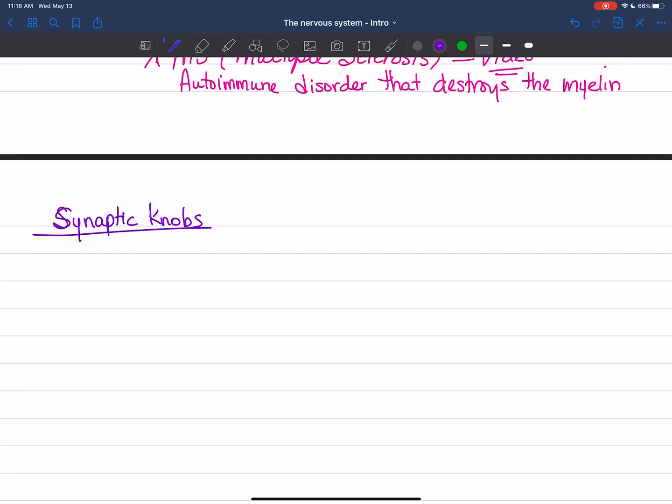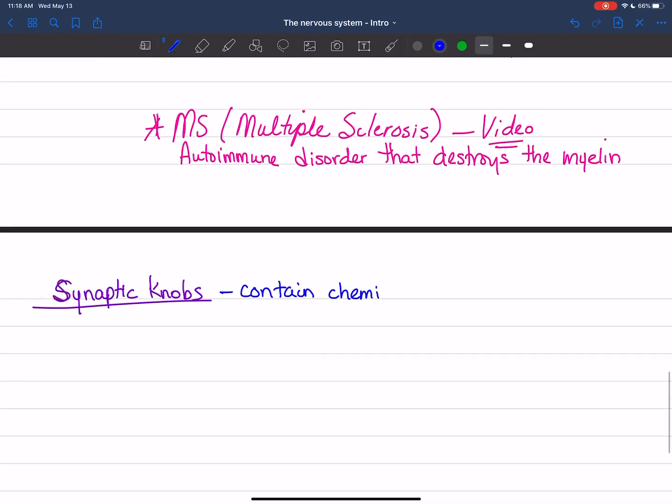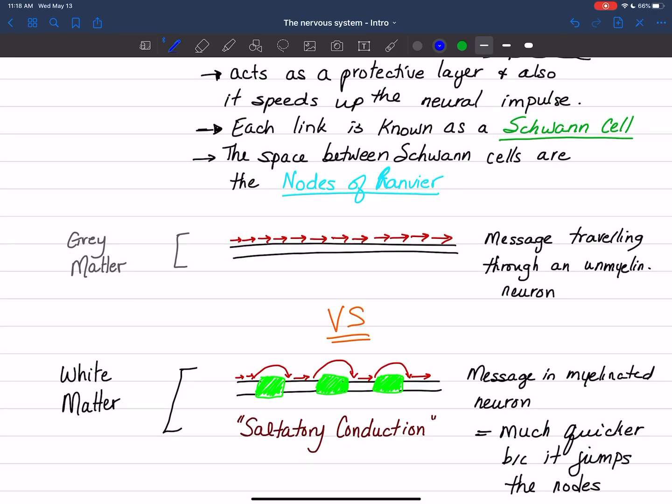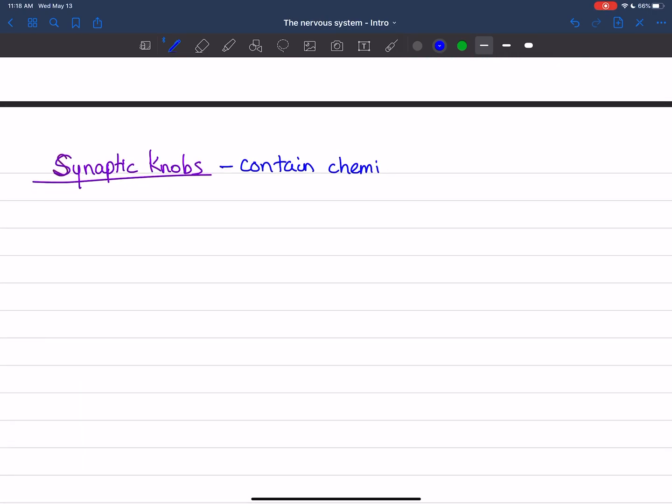Okay. Now the synaptic knobs contain chemicals. We said that this process is an electrochemical impulse. So we are going to look at the electrical nature in just a second. We sort of gave an idea up here, but the synaptic knobs is where the chemical piece takes place. And these chemicals are known as neurotransmitters.